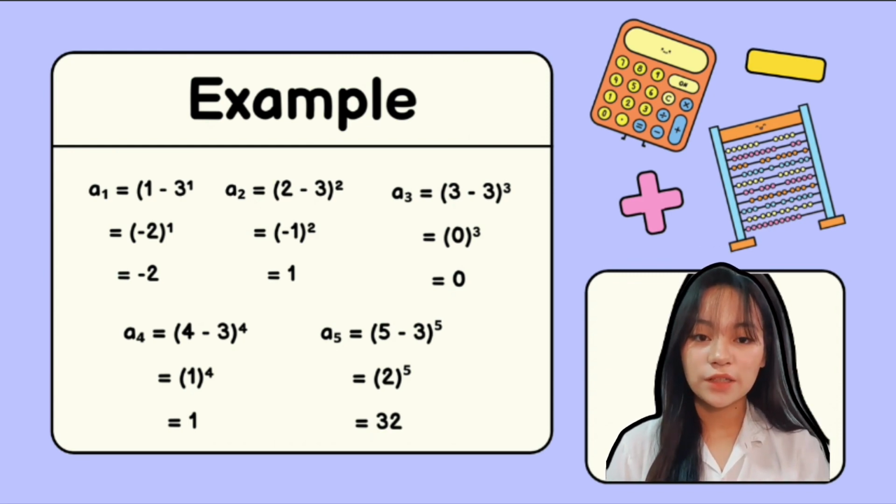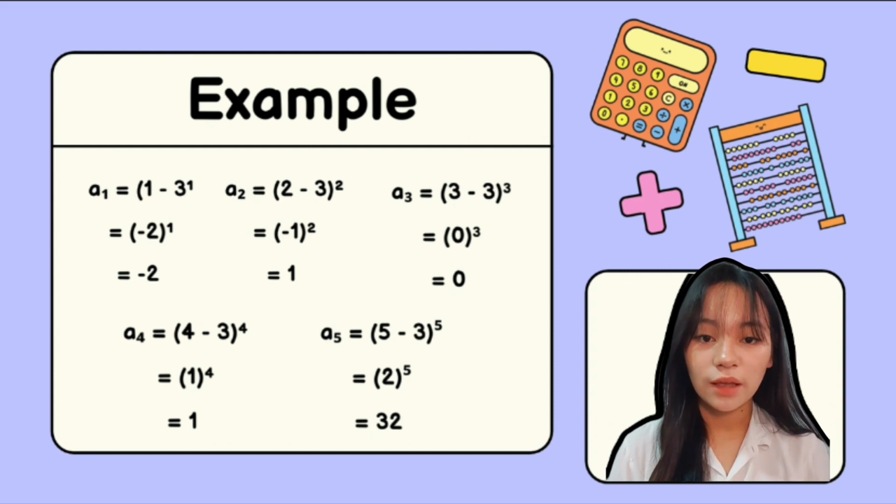So let's do the rest of the terms. The third term would be 0, the fourth term would be 1, and the fifth term would be 32. Note that you can also use a scientific calculator for easier solving.